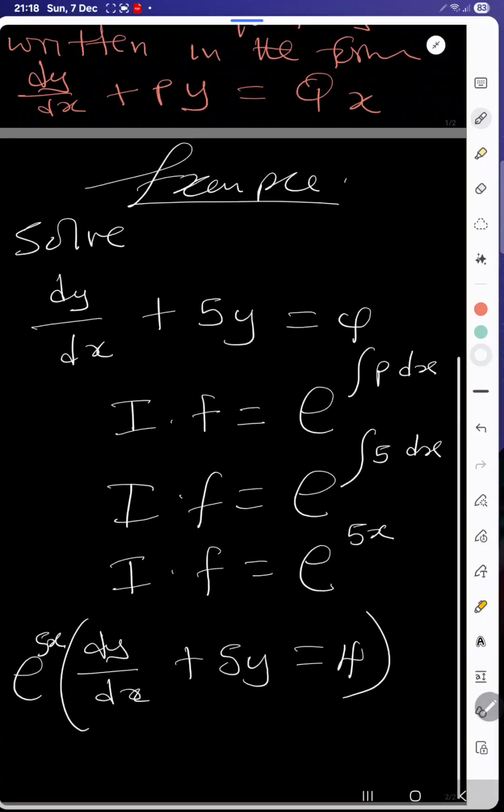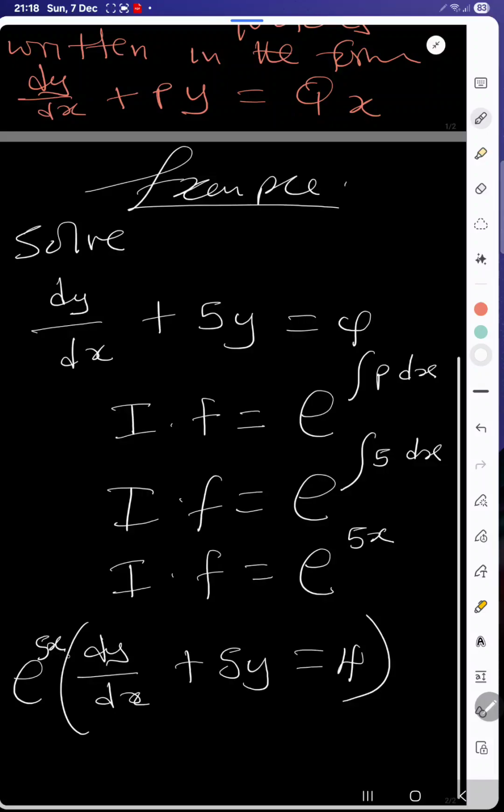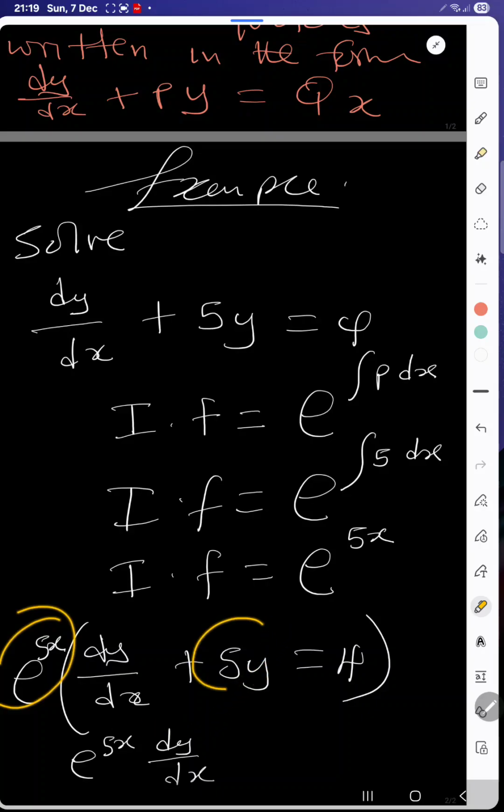Okay, so let's multiply. Multiplying that, we are going to have e to the power 5x, or exponential 5x, times dy dx. And then we are also going to multiply the e to power 5x times 5y. We are going to get plus 5y e to power 5x.